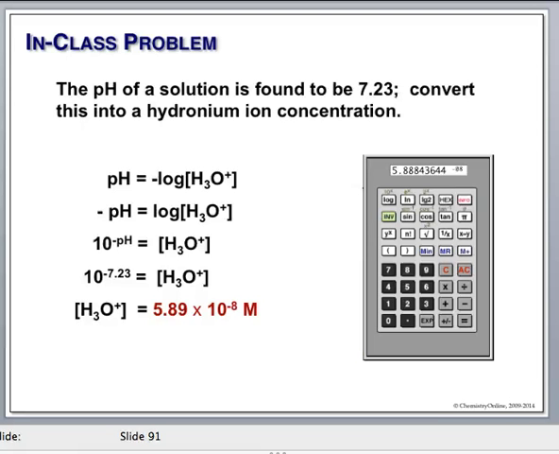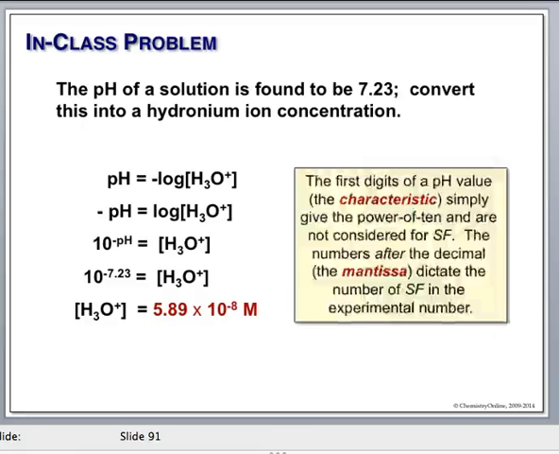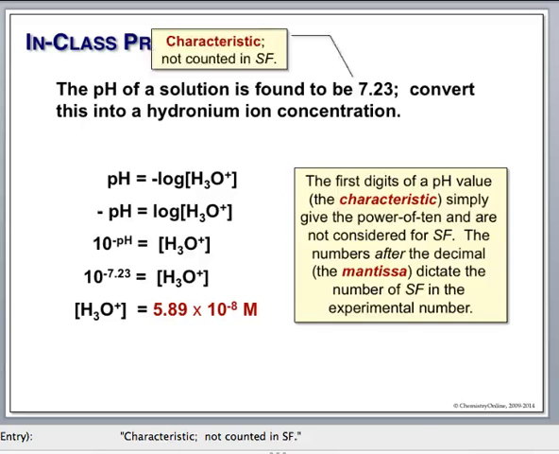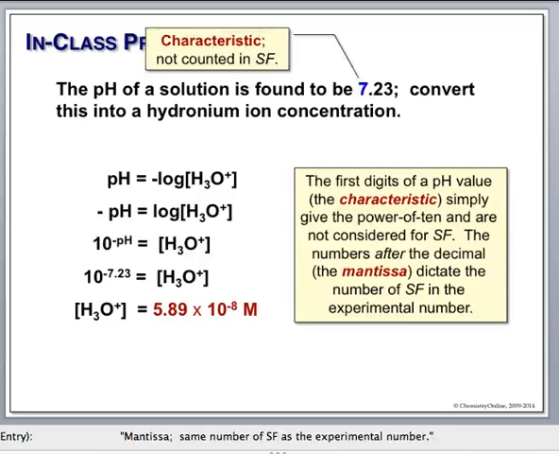Now I'm going to teach you something that nobody else in this building probably knows. Okay? This is the wrong answer. Why? Because a logarithm like this, 7.23, is actually a power of 10, right? If we had a number in scientific notation and we asked how many significant figures you had, the 10 to the whatever, you wouldn't worry with, would you? Just the coefficient. The first digit in a log is simply the power of 10 you're dealing with, called the characteristic.